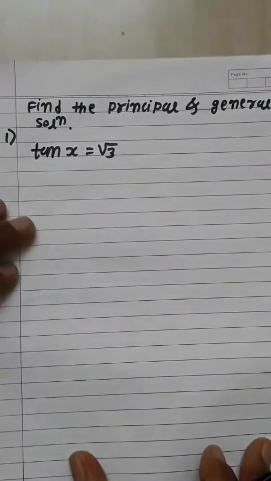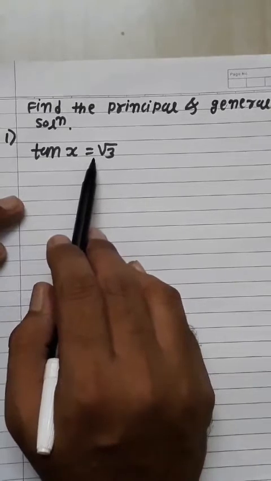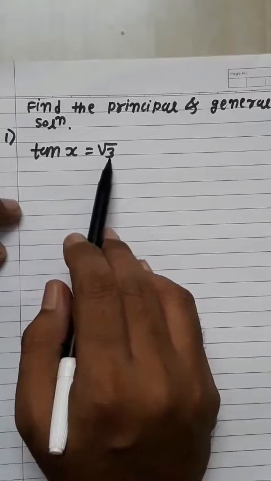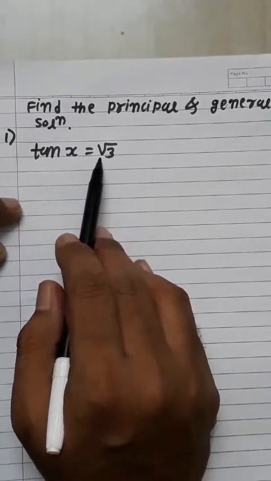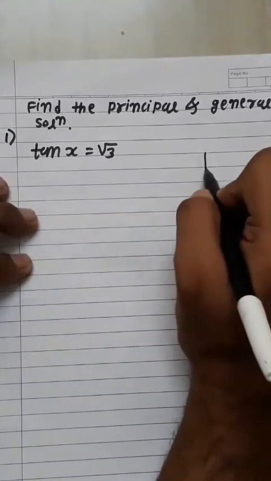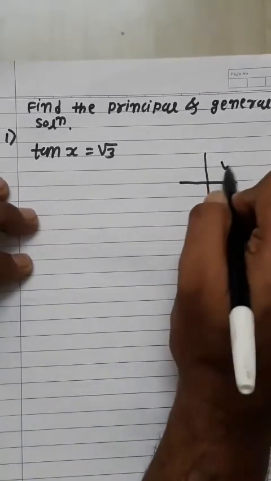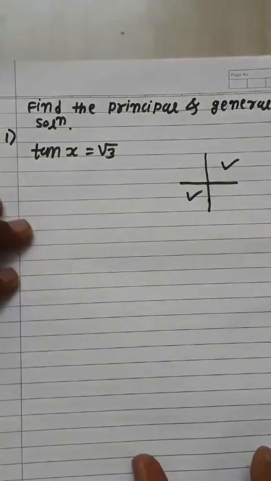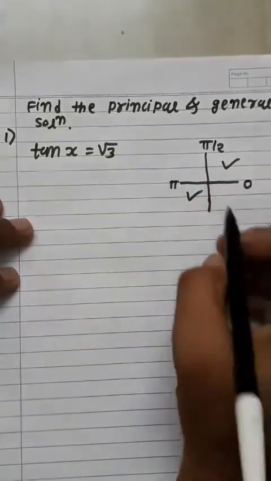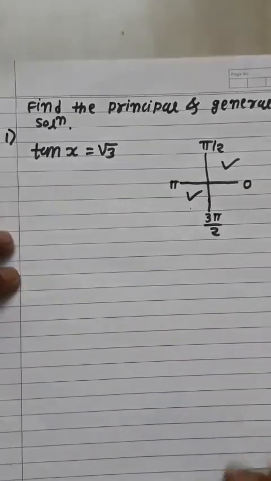So first of all decide: tan x here, this value is present in positive form. So tan is positive in which quadrant? Tan is positive in the first quadrant and third quadrant. So here we can write 0, pi by 2, pi, 3 pi by 2. Okay, and tan is positive in first and third quadrant.